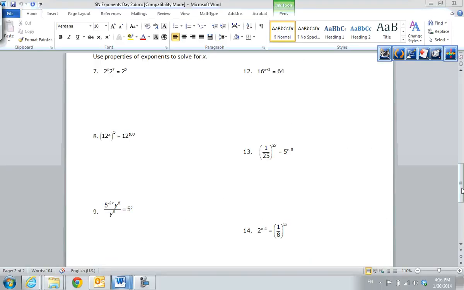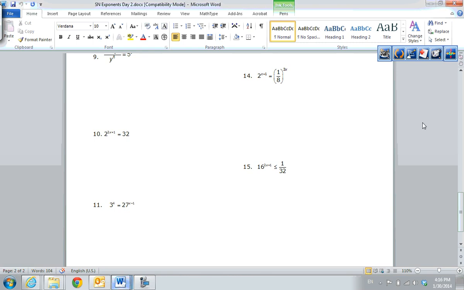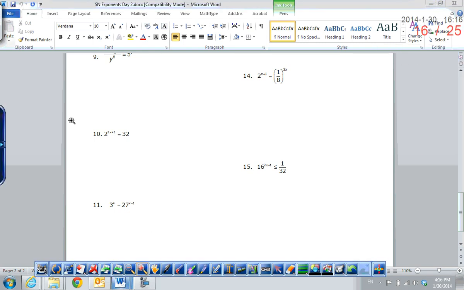Okay, that's how all these work. Let's talk about number 10, and I'll probably do 11 too, and then kind of be done, because these are all fairly redundant.